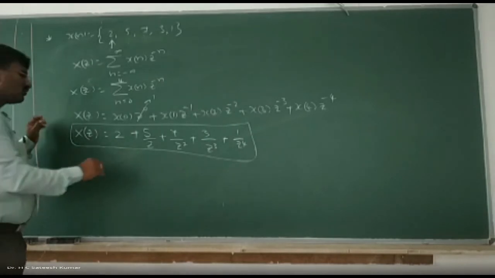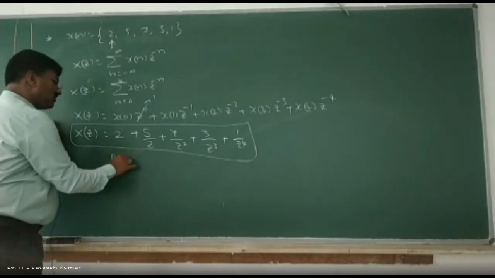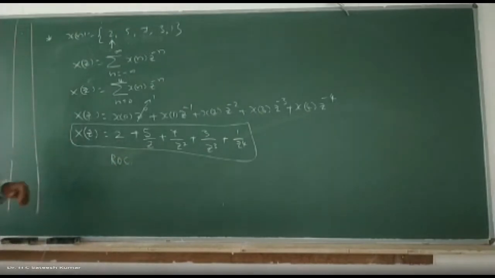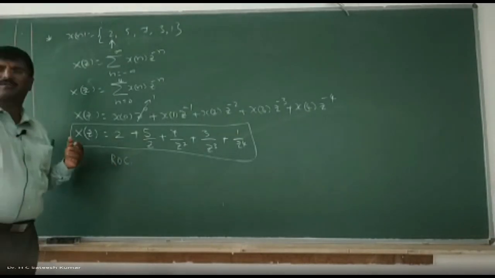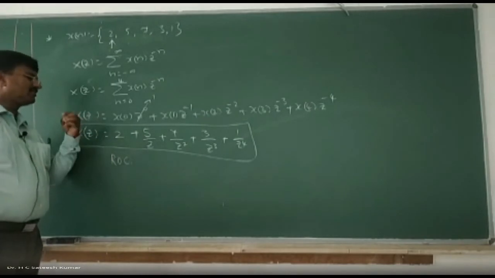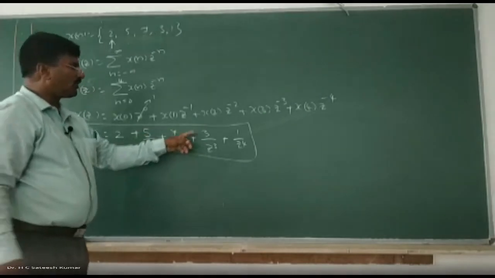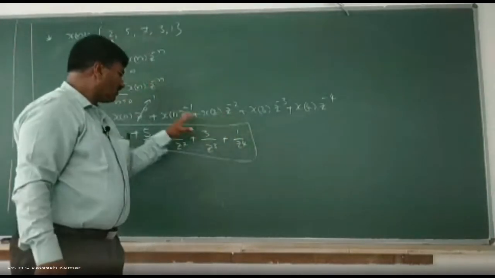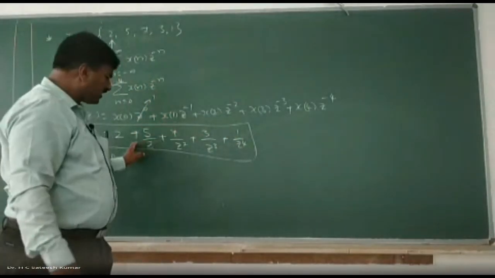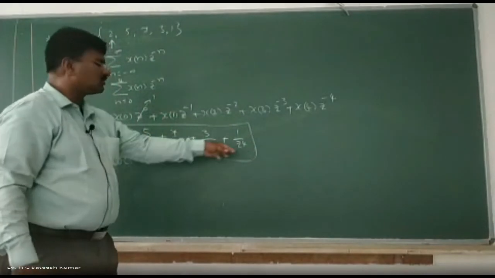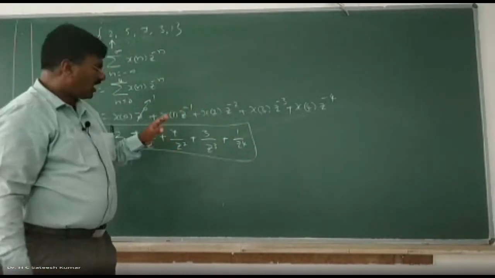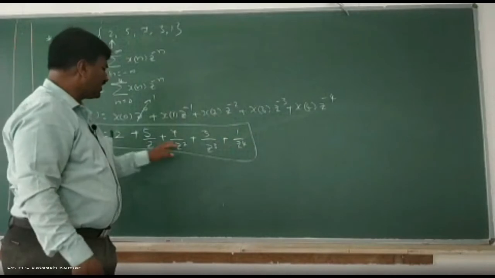What is this ROC? ROC is nothing but the values of z for which X of z is obtainable. For what values is it obtainable? Check it. Let us say I will give z equal to 2. Is it finite? 2, 5 by 2, 7 by 2 square, 3 by 2 cube. All of them are finite, so for 2 it is finite. For 10 also it is finite, 5 by 10, all those things. For 100 it is finite, because we will get only finite values.